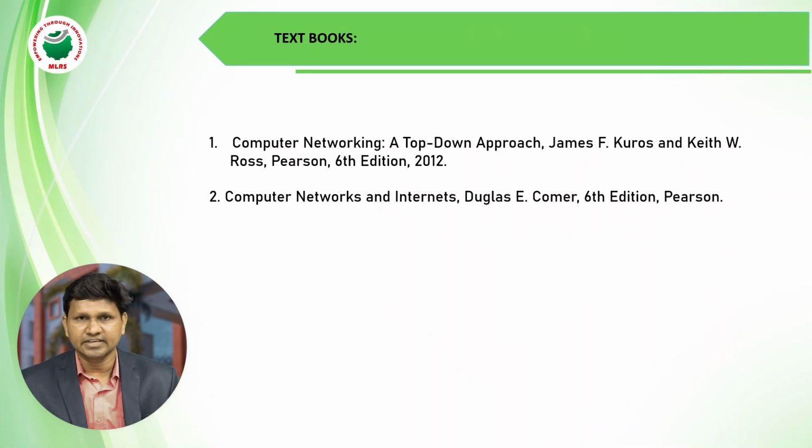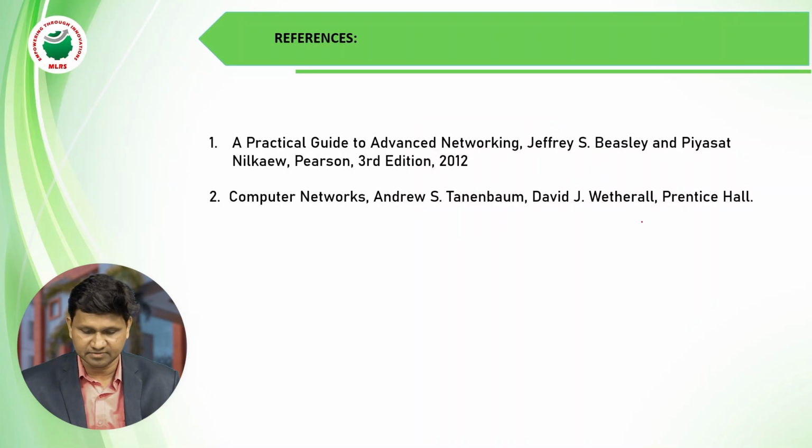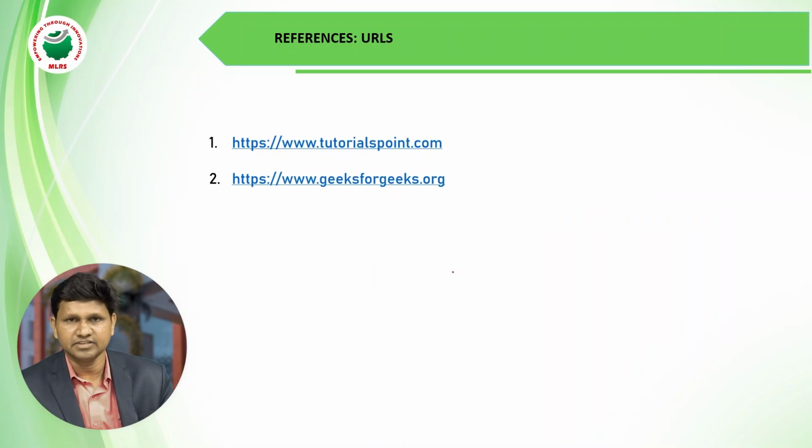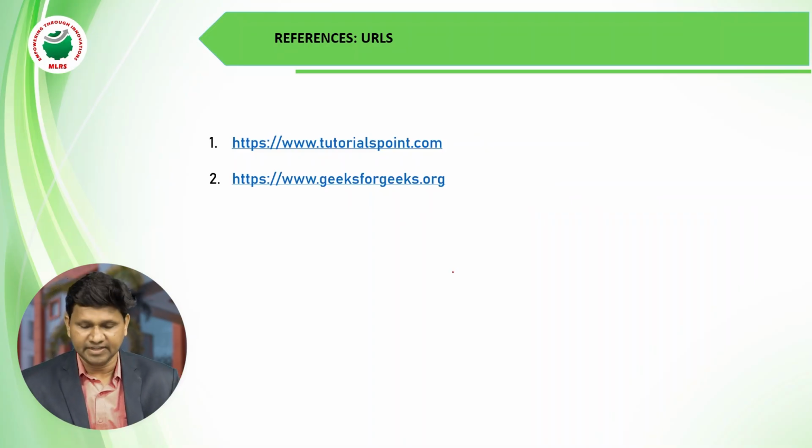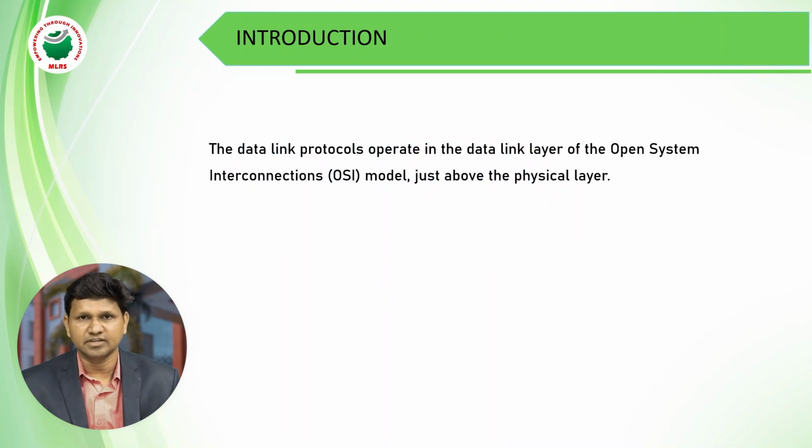Now, these are the textbooks available in advanced computer networks: Computer Networking, a Top-Down Approach by James, and Computer Networks and Internets by Douglas E. Comer, 6th edition. So this we can prefer. Reference books: a practical guide to advanced networking, and Computer Networks by Andrew S. Tanenbaum. So this we can refer. For these video lectures, I have taken some content from tutorialspoint.com and geeksforgeeks.org.